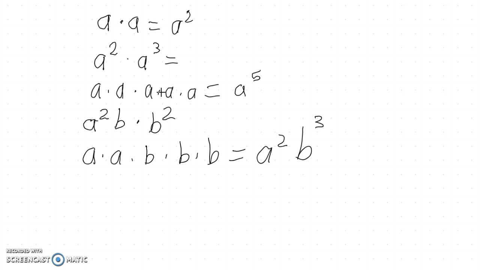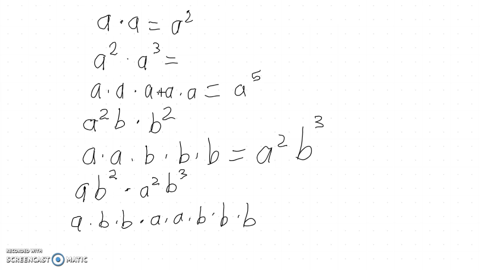We might have something a little bit more complicated. What if I have a b squared? Now, here's the thing. When I say a b squared, only the b is being squared. The a is not being squared. Times a squared b to the third. What do we do? Just write it in multiplication form. a times b times b times a times a times b times b times b.